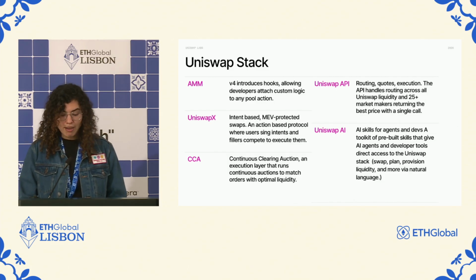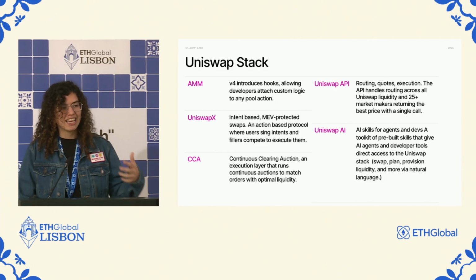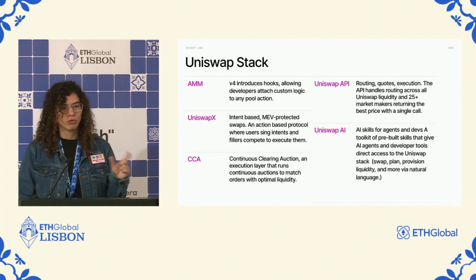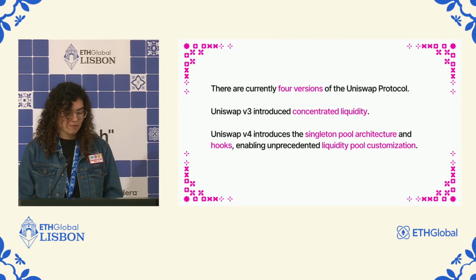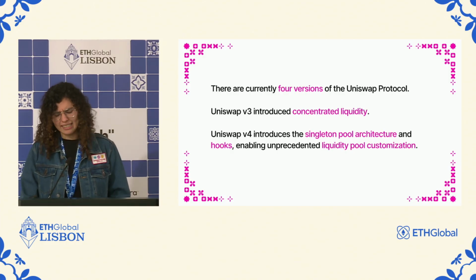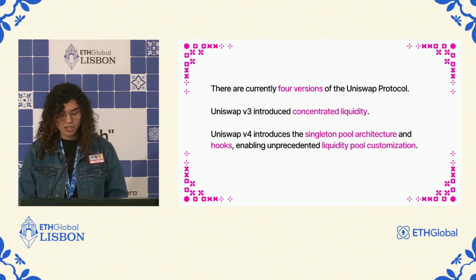And then we have the Uniswap AI Skills, which is pretty much a set of skills that allows you to interact with our protocol using natural language. At the end of this video, we're going to show you a small demo using these skills. But yeah, pretty much a set of tools that you could all use if you're planning to build over the weekend, but also the finance ecosystem. So yeah, as I mentioned, there are currently 4 versions of the Uniswap protocol.